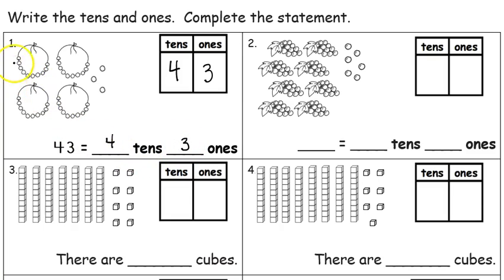So if we were to count the individual beads one by one, we would count 43. But again, it's much more efficient to count 10, 20, 30, 40, 41, 42, 43.